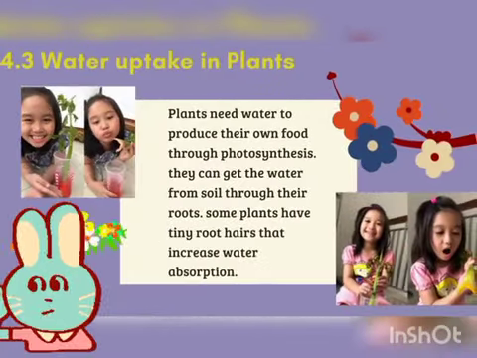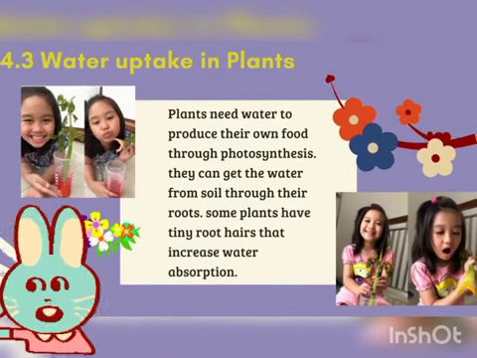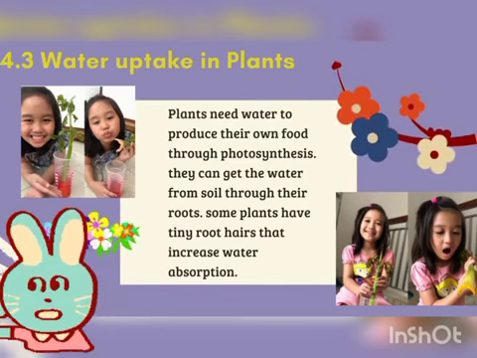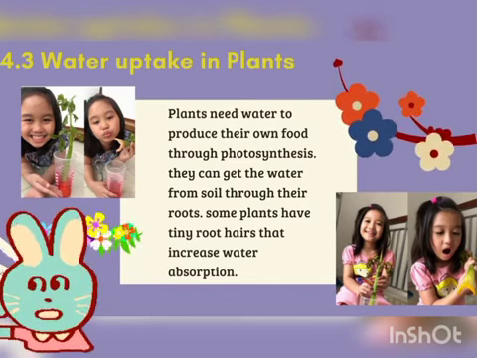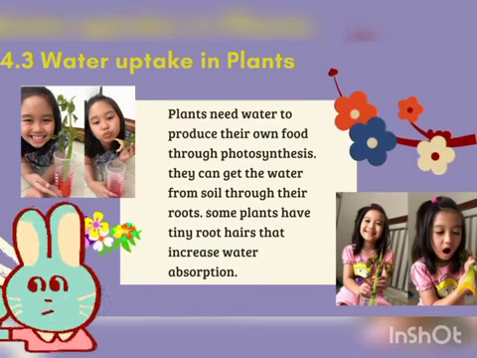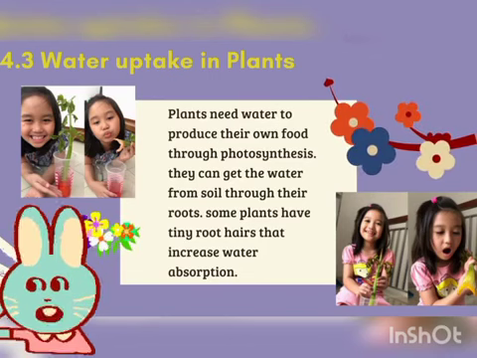Now we'll study how plants take in water. Plants need water to produce their own food through photosynthesis. They can get the water from the soil through their roots. Some plants have tiny root hairs that increase water absorption.